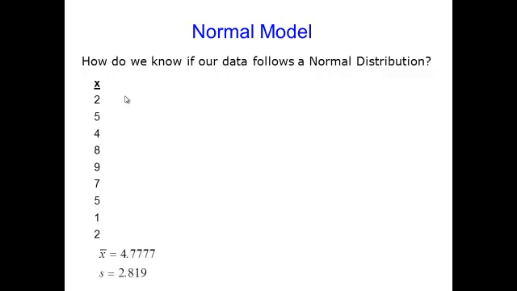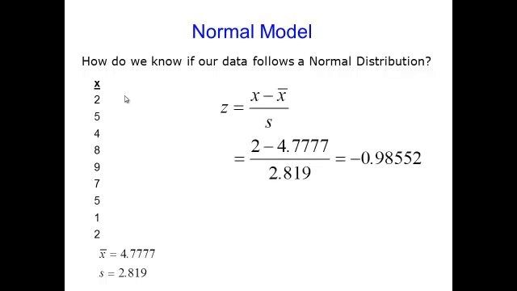So we need the mean and the standard deviation. I went ahead and found that for us. 4.777 is the mean and 2.819 is the standard deviation. So we're going to take each value, let's say we start with 2, and we find the z value for it. 2 minus 4.777 divided by 2.819, and we get negative 0.98552. So that's our z-score, and we'll do this for each one of the values.